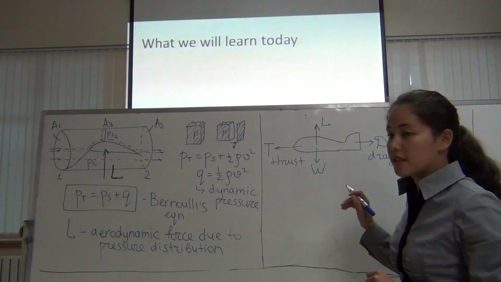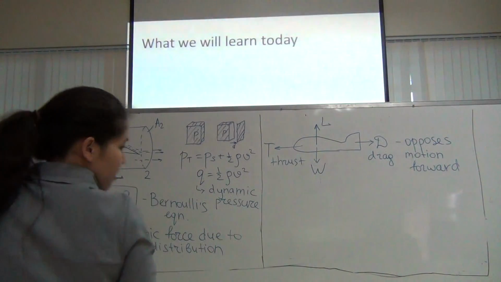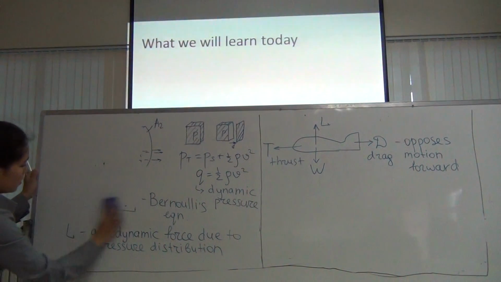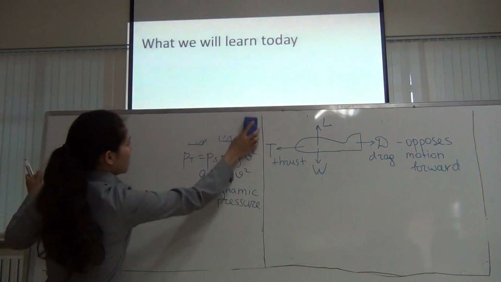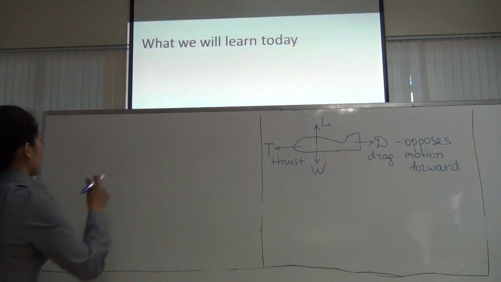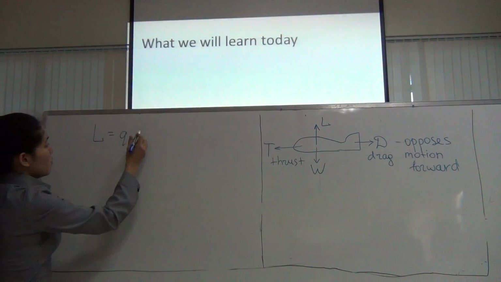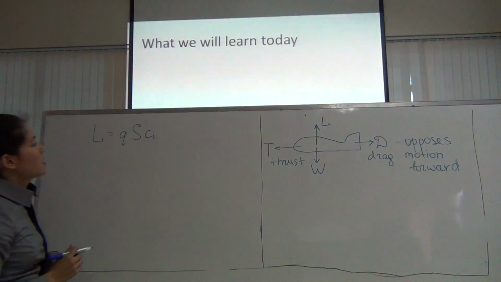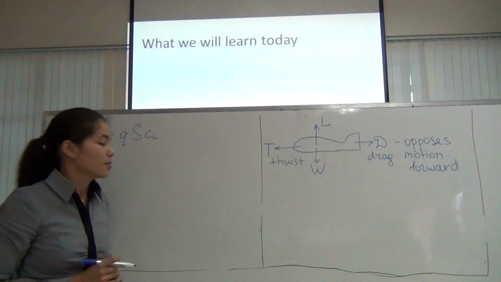Alright, now let's proceed on to how lift is calculated. Okay, we can get rid of this. Hope you have it in your notes already. Alright, so lift is equal to dynamic pressure multiplied by the platform area multiplied by CL. This formula was determined theoretically but also proven experimentally many times.